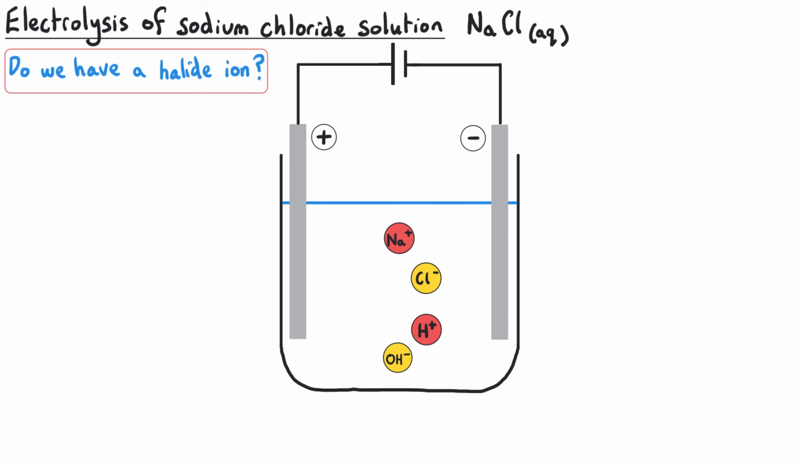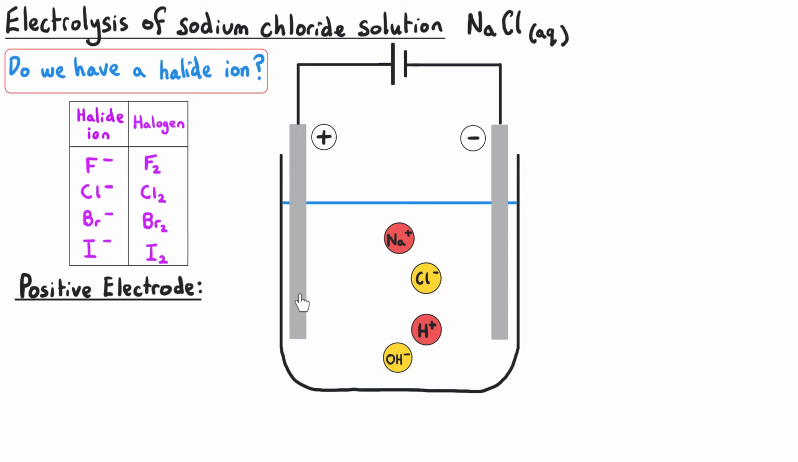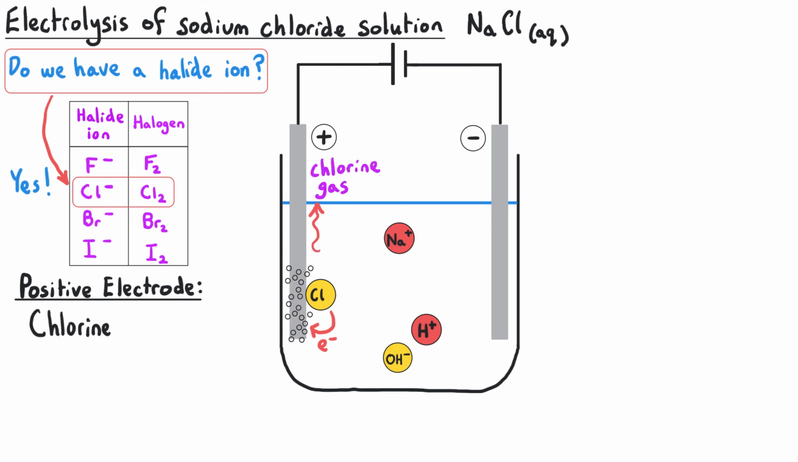If we first consider the negative ions being drawn towards the positive electrode, we've got the hydroxide ion and the chloride ion. The chloride ion is a halide ion, and so that means that this is the ion that is attracted to the positive electrode and then gets discharged, and we make the element chlorine as a product at this electrode, and we would observe bubbling. And chlorine is a useful substance that can be used to kill bacteria.